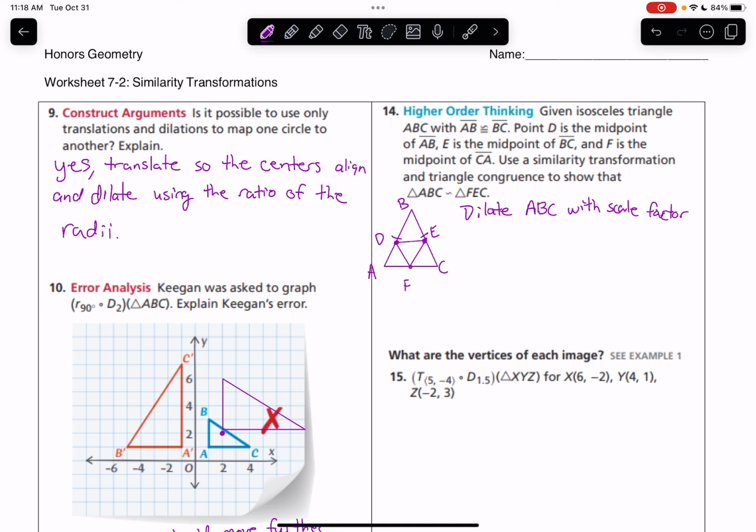Well, what scale factor is going to make this side half as long? Each of the side lengths is half of the old side length, so we're going to use scale factor 0.5. And center, it doesn't really matter what center we use. Maybe we'll pull the whole thing this way and use the center C. Make it really small, we would end up with this triangle right here. So, dilation in center C.